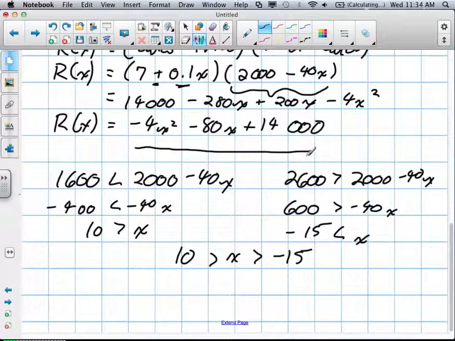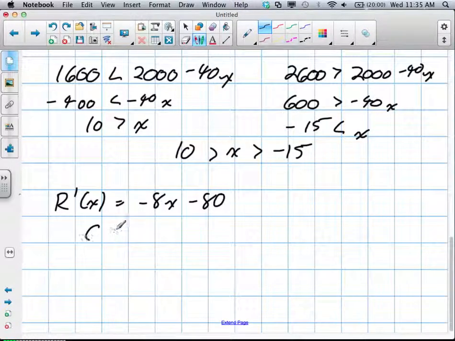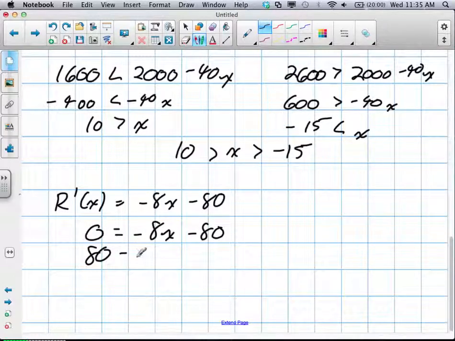In other words, we've got to derive, set the slope equal to 0. So we're going to find r prime of x. When we derive this, the 2 comes down, we get negative 8x minus 80. That's our derivative of this function. We set it equal to 0. Negative 8x minus 80 equals 0. 80 equals negative 8x. Negative 10 equals x. There's our turning point at negative 10. In other words, a decrease of $1, which falls in our parameters, 10 and negative 15.